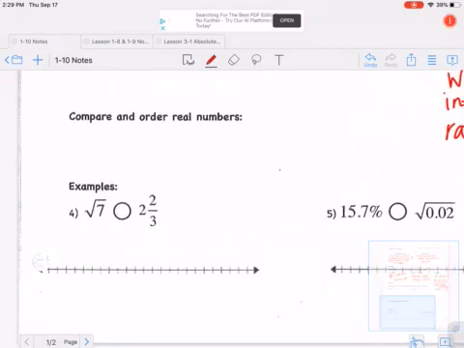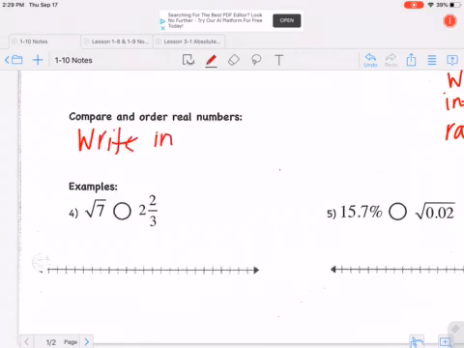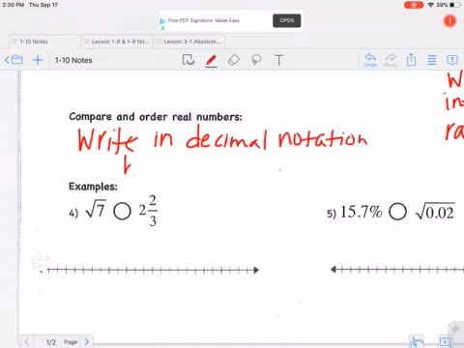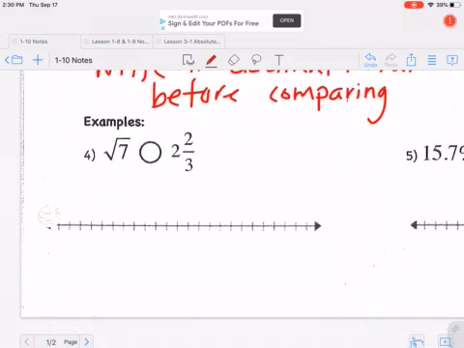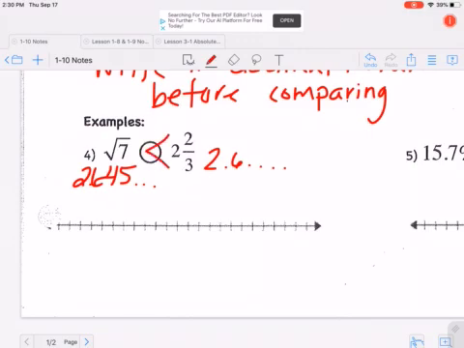So for comparing and ordering real numbers, you want to write in decimal notation before comparing. Okay, so we already did the square root of 7 up top, which we knew was about 2.645, and 2 2/3 we know was 2.6 repeating, so we know that that is bigger.